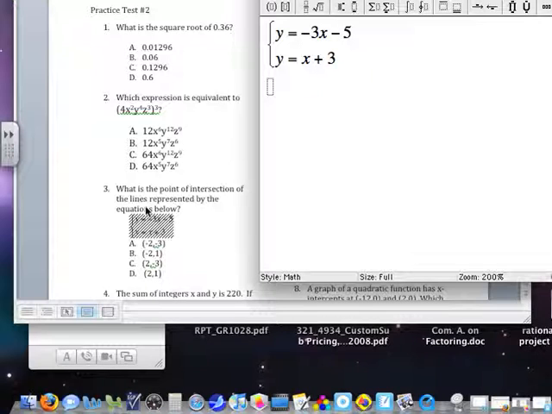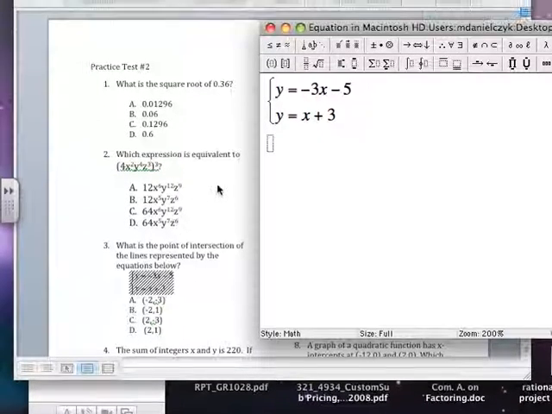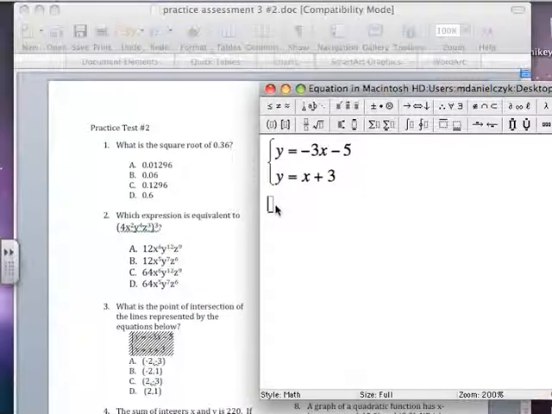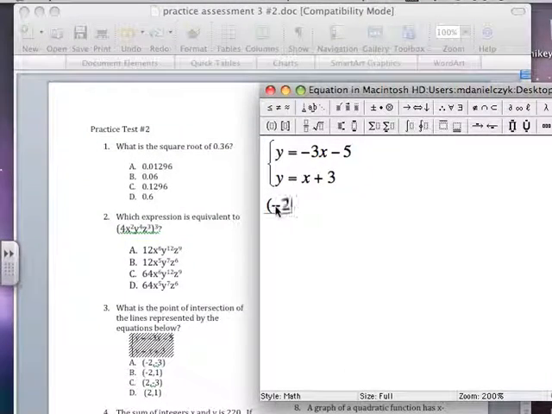Whether they give you a coordinate in your answer set, whether they give you a coordinate in the problem, or they just give you a graph, it's all the same thing. It's all going to be substitution. Your first answer choice is -2 comma -3, and in reality what that is, is x equals -2 and y equals -3. And that'll be our path for substitution.